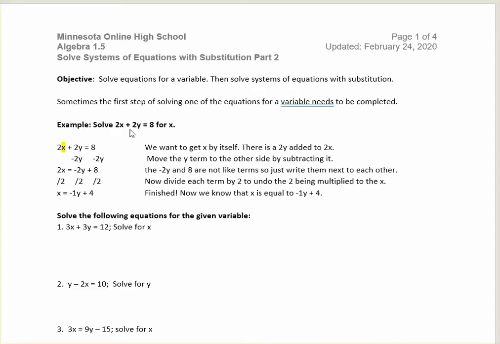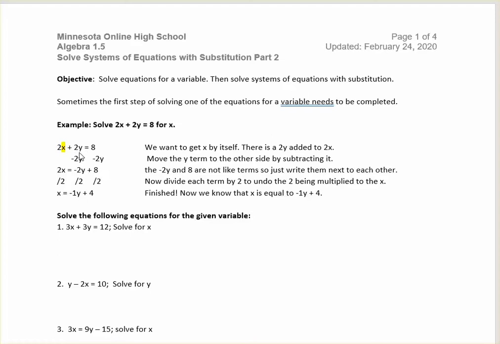We have 2x plus 2y equals 8. The directions say to solve this for x. It would be just as easy to solve this for y, but the directions say to solve it for x, so that's what we'll do. So we want x by itself. So we find the x and we see what's happening. We see that there's a 2y term added to it.